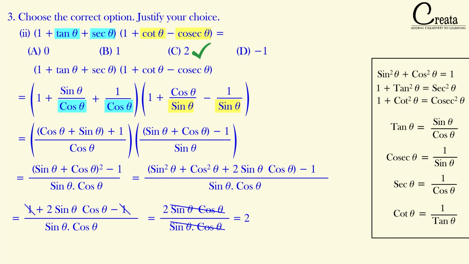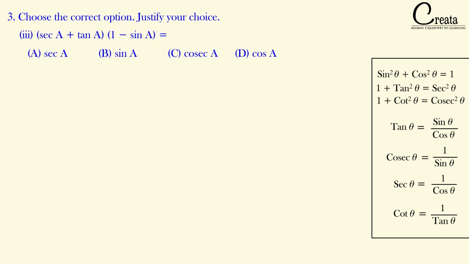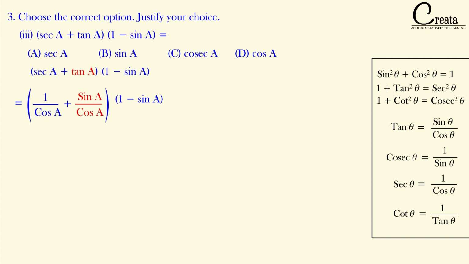So we are done with part 2. Let's move to part 3. Sec A plus tan A into 1 minus sin A. So here this is the expression. The same philosophy we can use here also, like sec and tan in terms of sin and cos. It will be 1 upon cos A for the sec and sin A upon cos A for the tan. So both will have the denominator cos A. So this we will use.